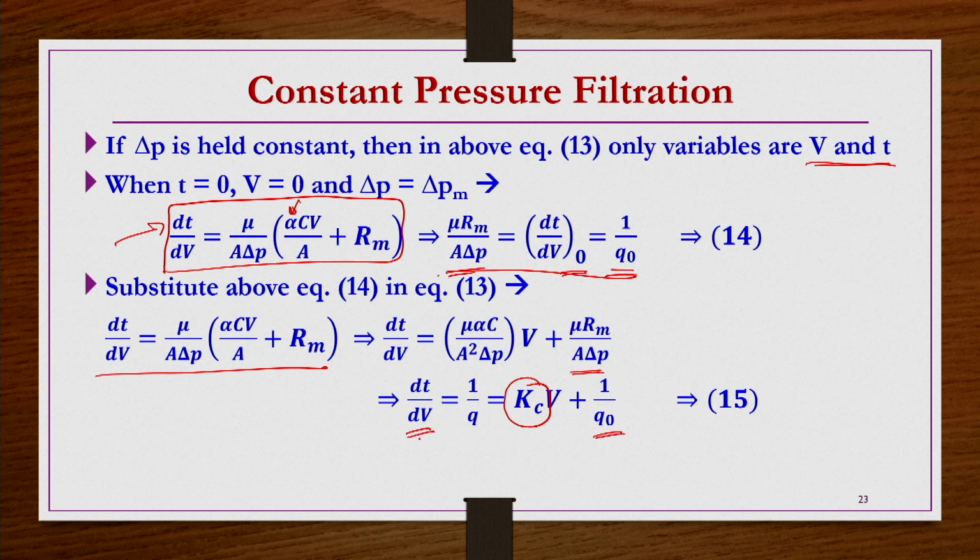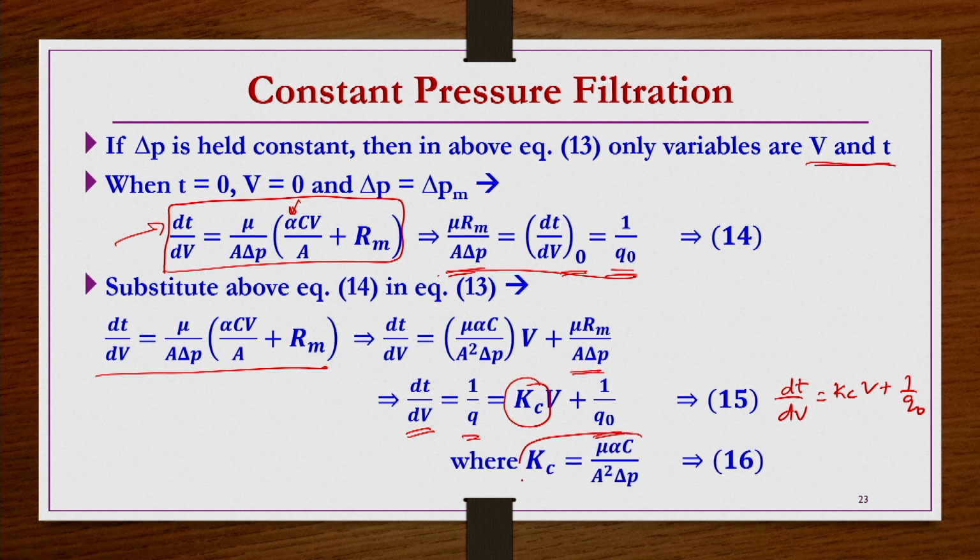If dt by dv at t equal to 0 is 1 by q naught, then at some other instant of time dt by dv we can write as 1 by q, or simply you can have this equation as dt by dv is equal to Kc v plus 1 by q naught. Where if you know this Kc by experiment, you can get the alpha value. If you know this 1 by q naught value experimentally, then you know the rm value. So, that is the purpose we are doing this.